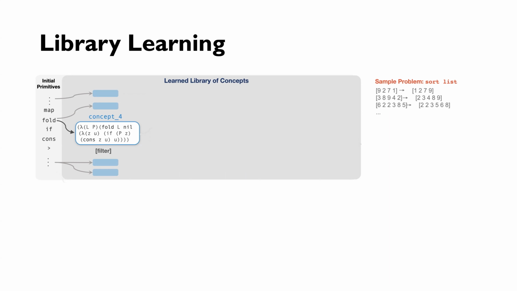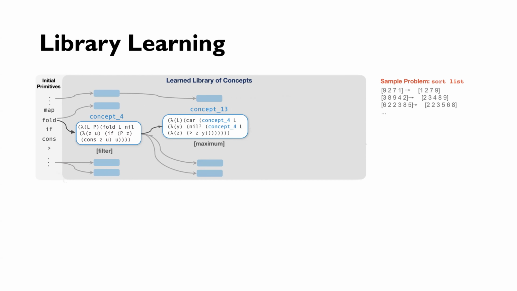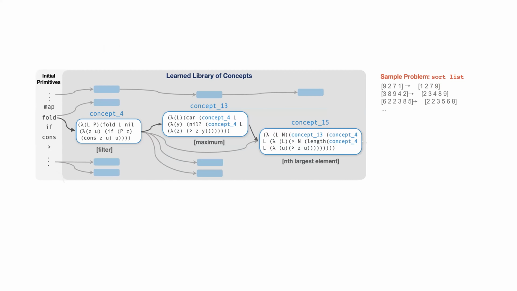And then in the process of doing this kind of synthesis for a sorting program, you might come up with a function that does maximum. And note that this concept 13 is actually using this concept 4 as a library module. So what you would like to do is to, out of this process, come up with filter as an additional primitive and max as an additional primitive. And then, going even further, of other subprograms you can construct, there is this program for finding the nth largest element. And this is something that uses concept 13, which is maximum, and concept 4, which is filter.